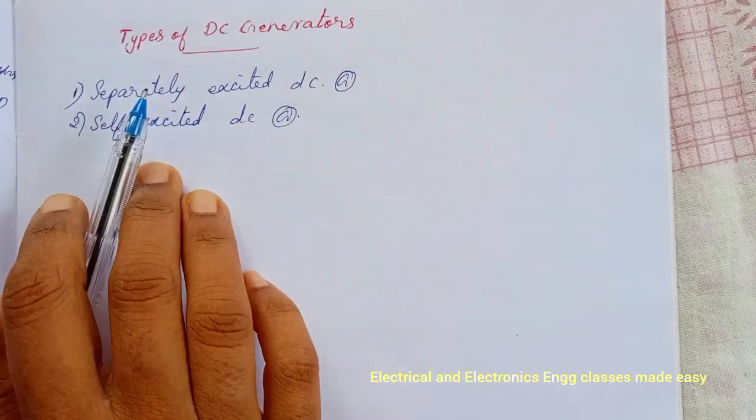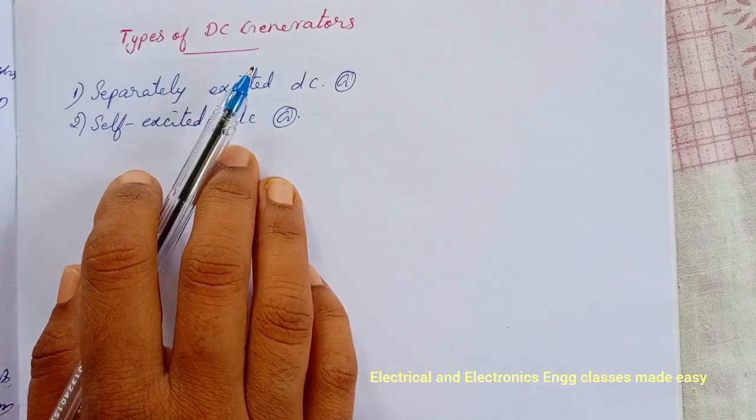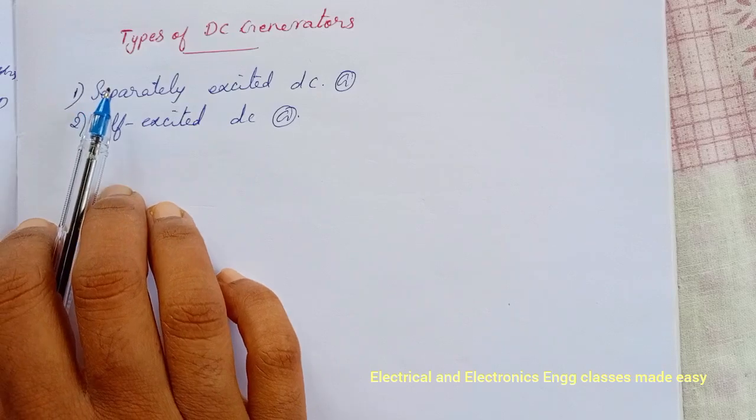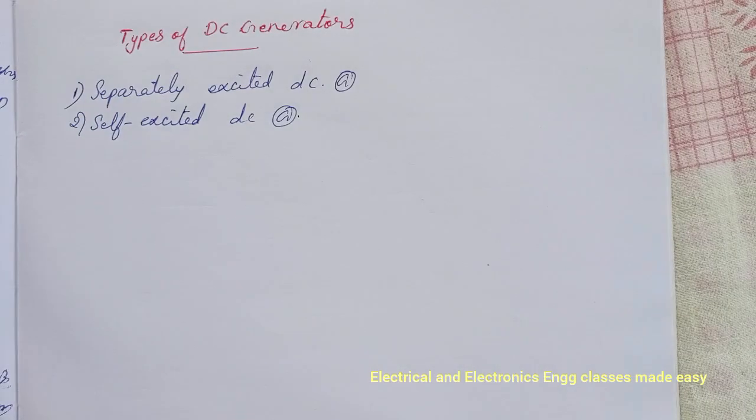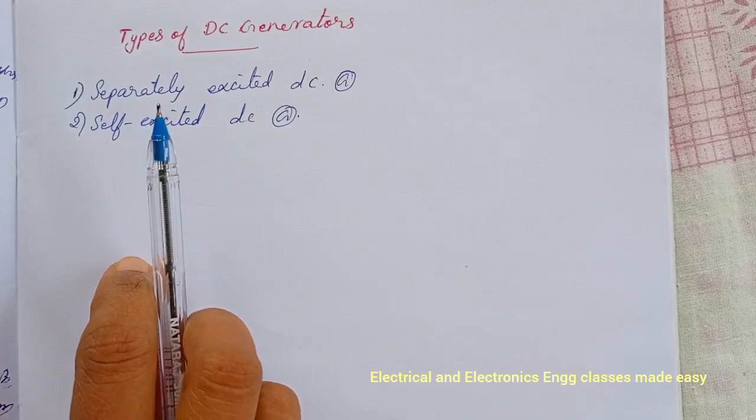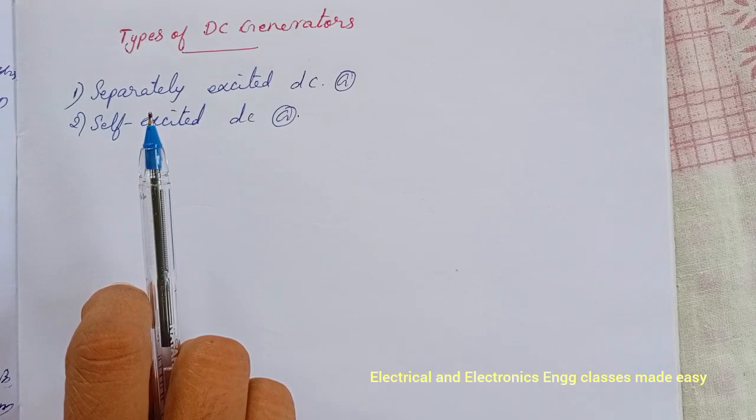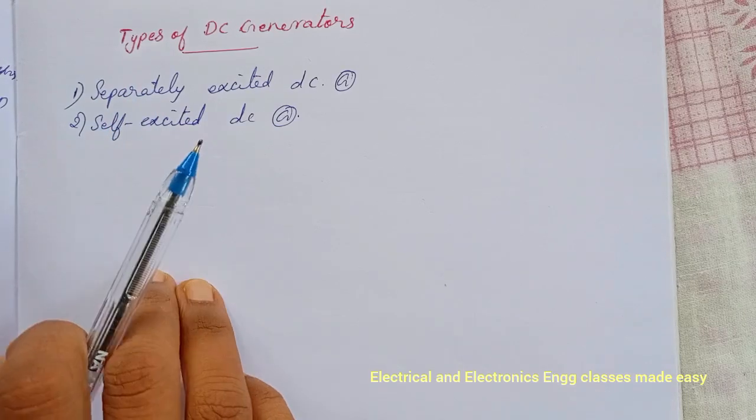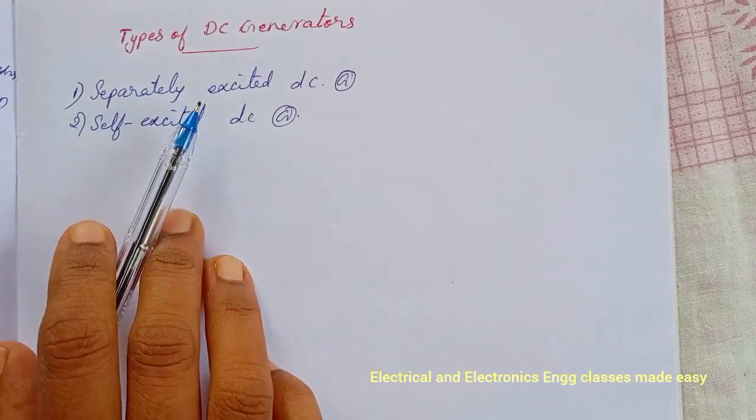Today's class is types of DC generators. So in the previous class we have discussed about the EMF equation of generator. If you didn't watch it, please go through it. So let us go through the class.